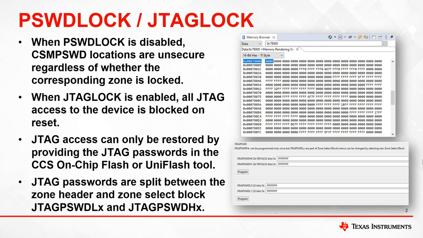Unlike the CSM passwords, the JTAG passwords are split between the zone header and the zone select block. JTAG password high1 and JTAG password high0 are part of the zone header, while JTAG password low1 and JTAG password low0 are part of the zone select block. The lower portion of the JTAG password can be reconfigured whenever the link pointer is updated, similar to any other setting in the zone select block.